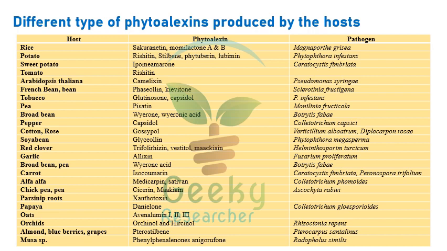Pea: pisatin. It is very important, and it is the first phytoalexin to be discovered, by Muller and Borger in 1940. So the phytoalexin produced by pea is pisatin. Broad bean: wyerone and wyeronic acid. Pepper: capsidiol. Cotton: rose, gossypol. Soybean: glyceollin. Red clover: trifolirhizin, vestitol and maackiain. Garlic: allixin. Carrot: 6-methoxymellein. Alfalfa: medicarpin and sativin. Chickpea: cicerin and maackiain. Parsnip root: xanthotoxin. And papaya: dial. These are the different kinds of phytoalexins and the plants involved.